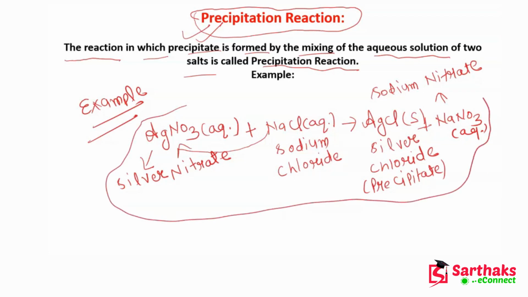What is a precipitation reaction? You can be asked this question. So what will you say? You will simply say that the reaction where precipitate is formed by the mixing of the aqueous solution of two salts is known as precipitation reaction. So now guys, after understanding this, let's move on and talk about the other reactions.